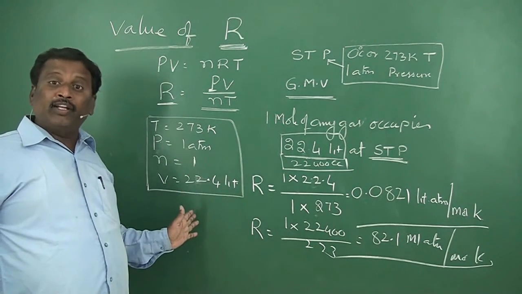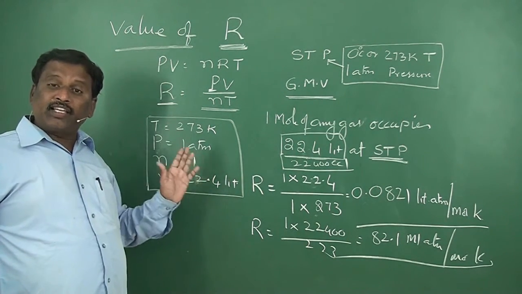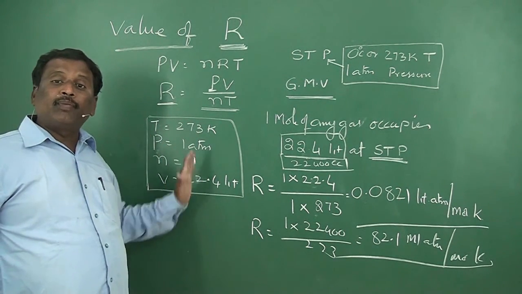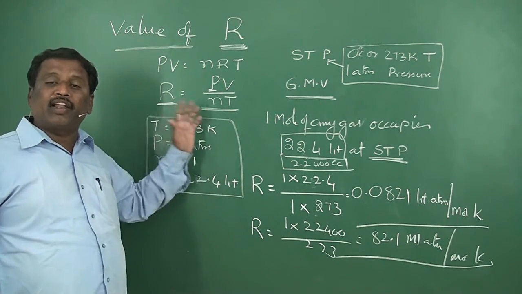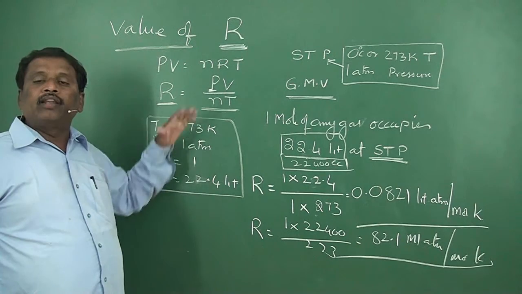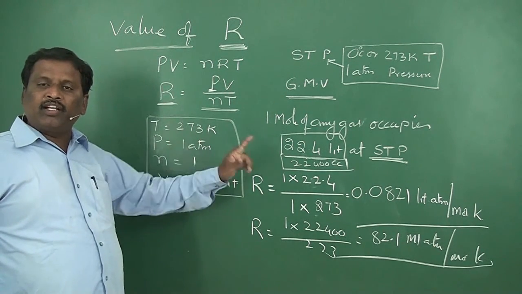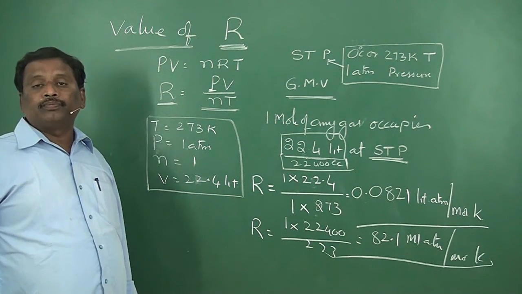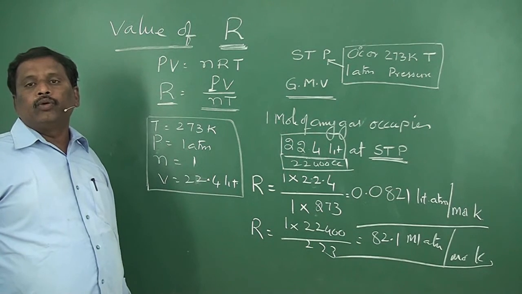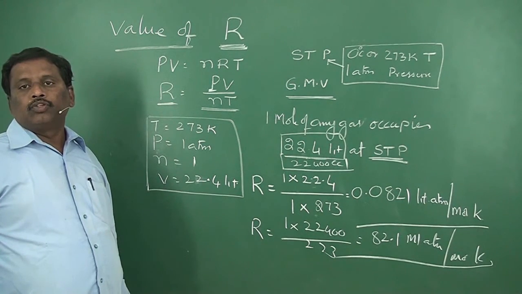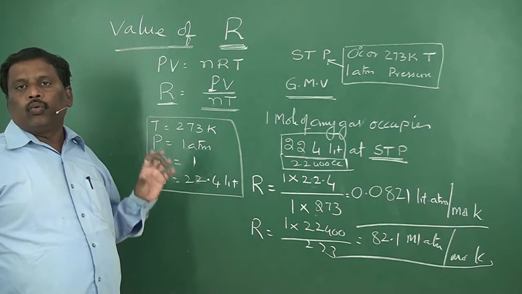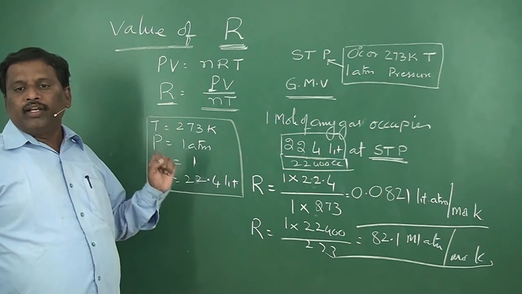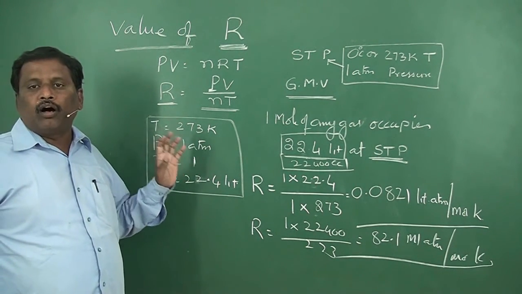At that time, the pressure unit is also important. In such cases, pressure should always be in atmospheres only. If pressure was expressed in centimeters or millimeters or pascals or in some other units, you should not use it directly. You should convert it into atmospheres, then only use the R value. That is more important while doing such problems. So units are of utmost importance, because the R value depends upon the units in which volume and pressure are expressed.